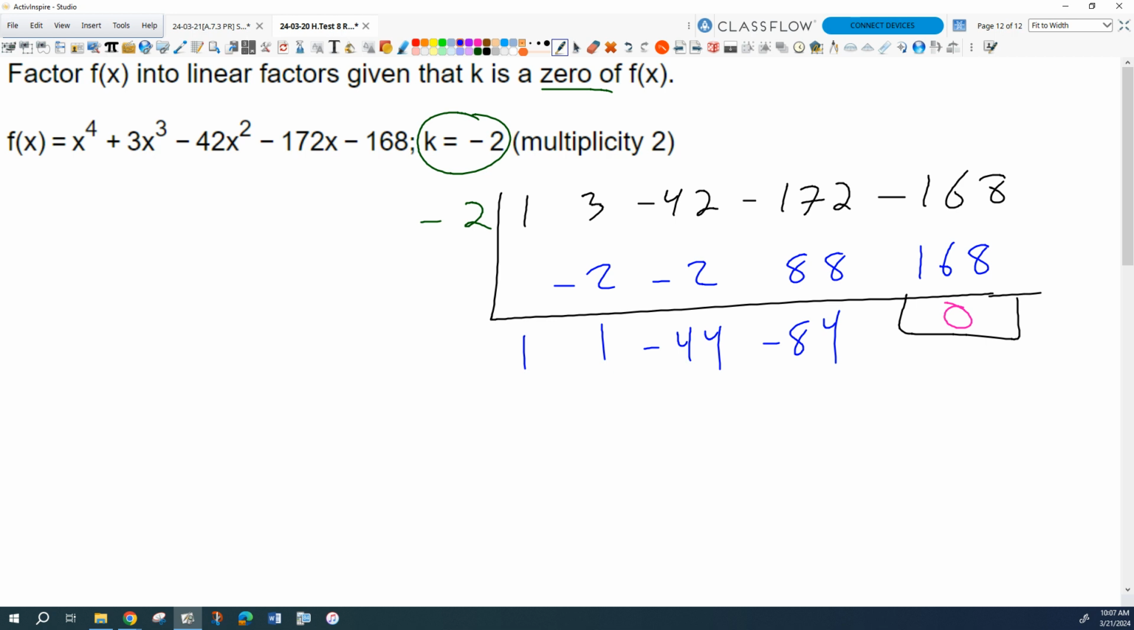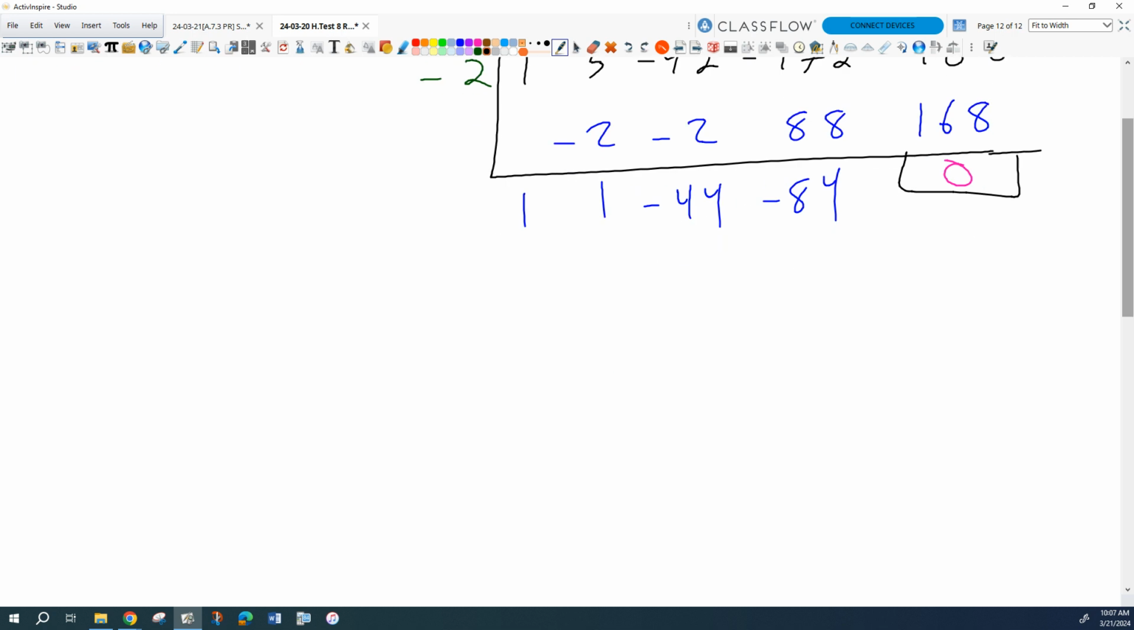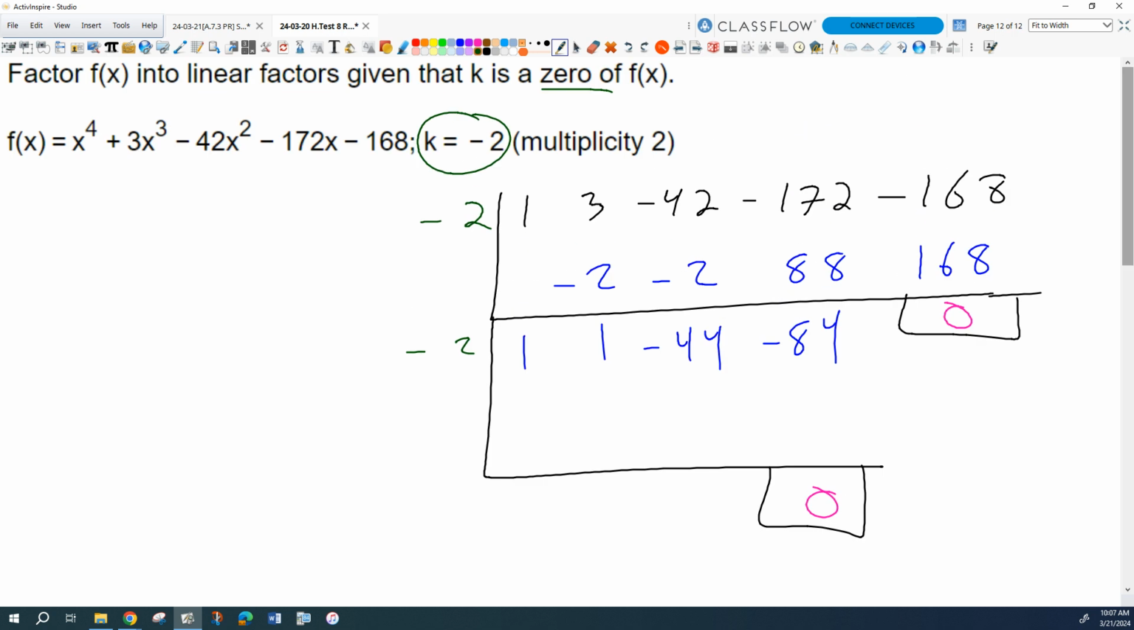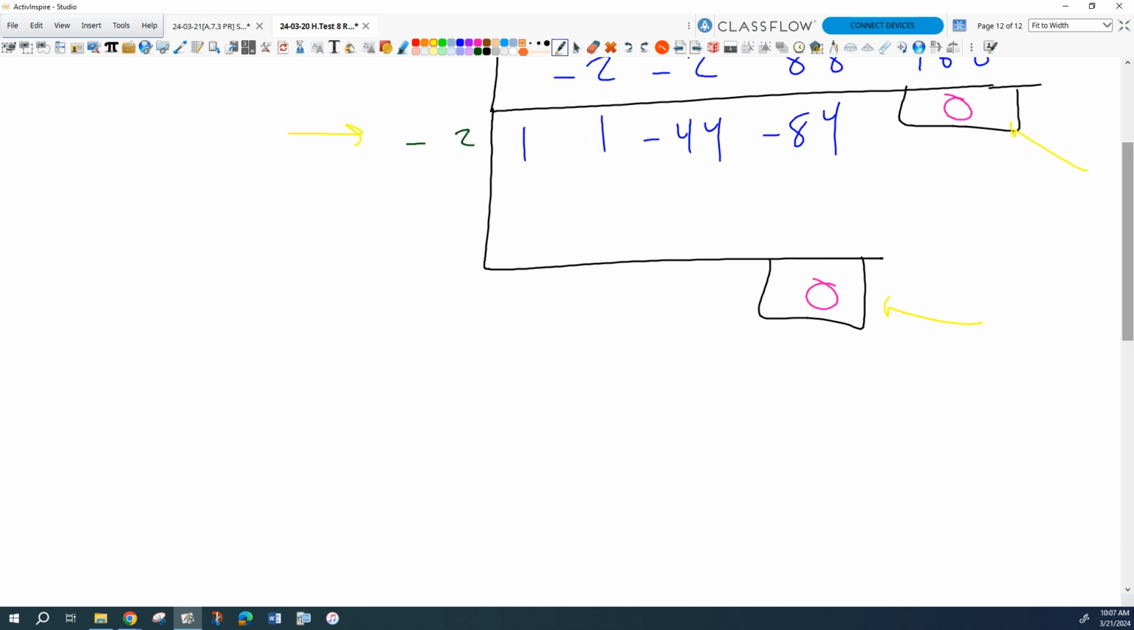You use those factors on the bottom. It's -2 again. Go again, because we know that the multiplicity of that 0 was 2. So that tells us two things. I'm going to get a 0 again, and I get to use that again. And that all comes from the fact that the multiplicity is 2. It tells us we get to use this thing twice, and we get 0 twice when we use it. Agree?